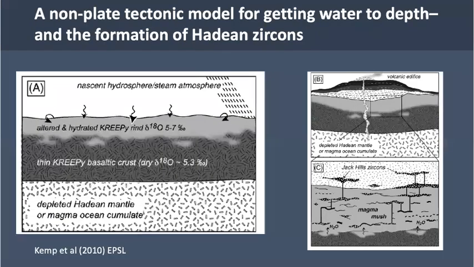And so this comes back to some of the tectonic environments we already talked about, like this one here proposed for the Jack Hills zircons. There's a non-plate tectonic model for basically forming these zircons and getting water to sufficient depth to generate granitoid magmas.